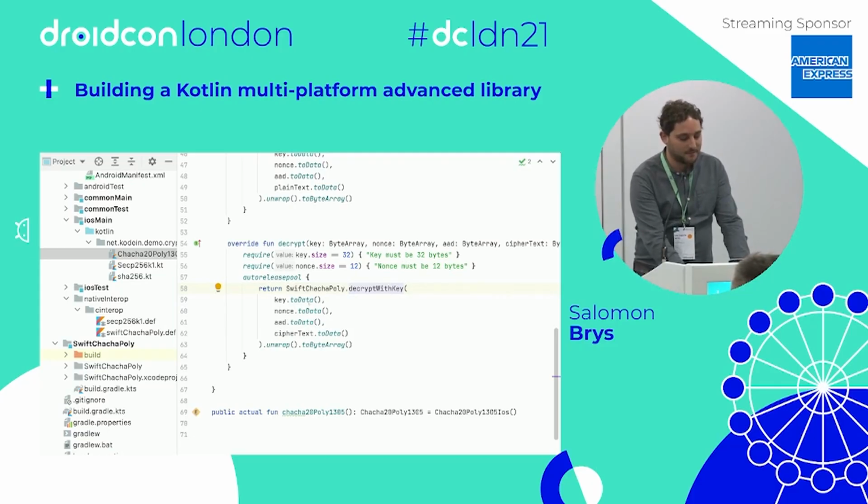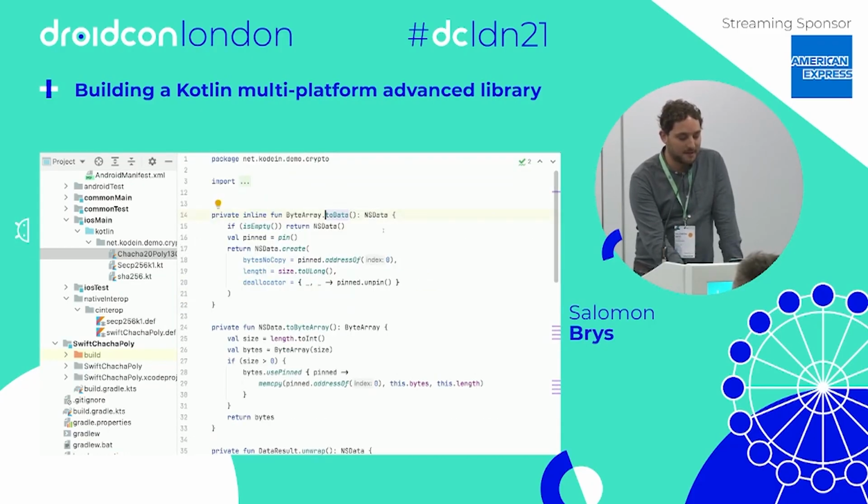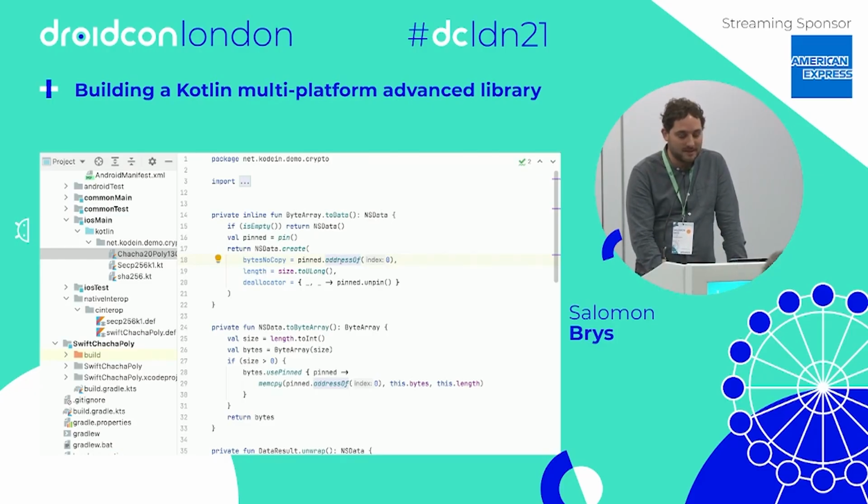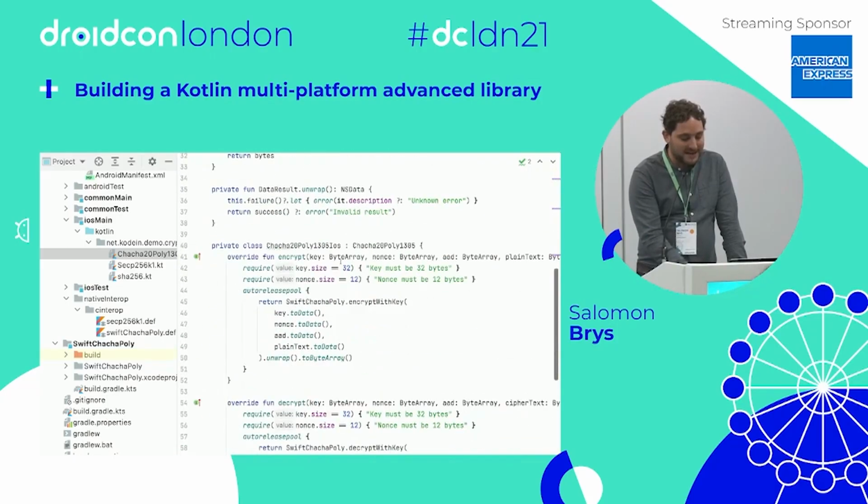So you need, for example, toData, which is a simple extension function that I wrote that pins the address of a byte array, creates an NSData for iOS, and moves data between this data and this byte array. So it's pretty much the same API that we've always seen. You've just added more classes and functions with this C-interop, and you created this static library to be interoperable with Objective-C.